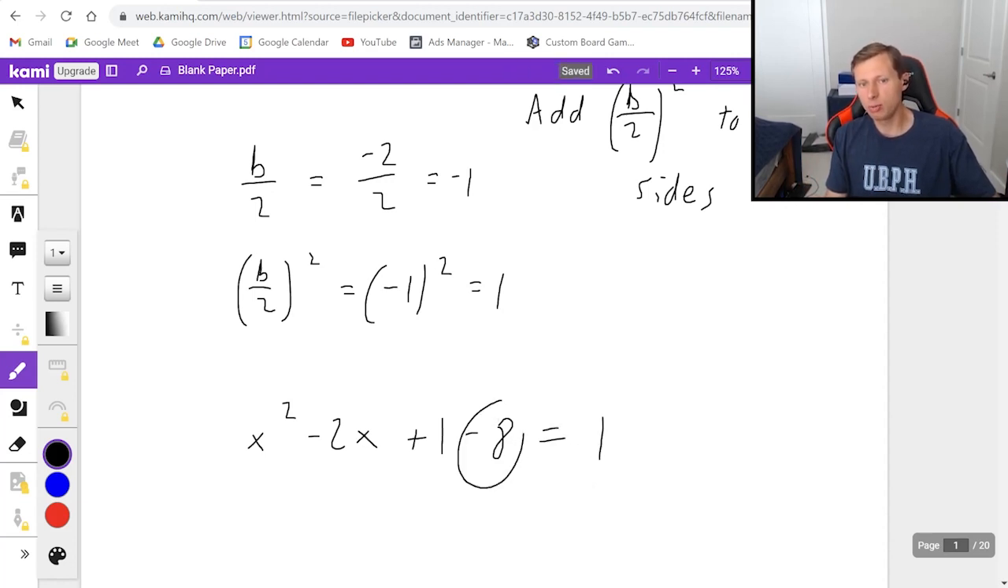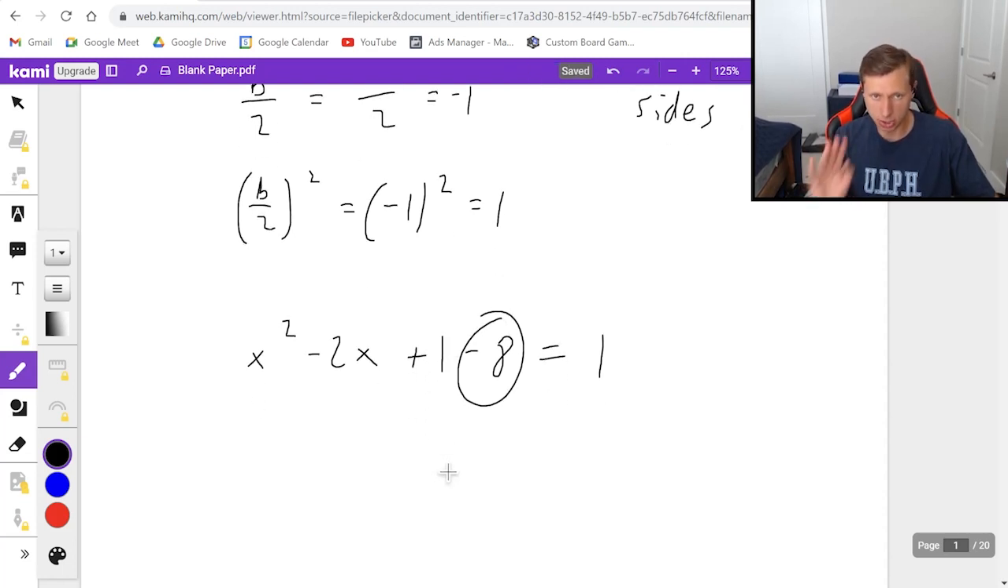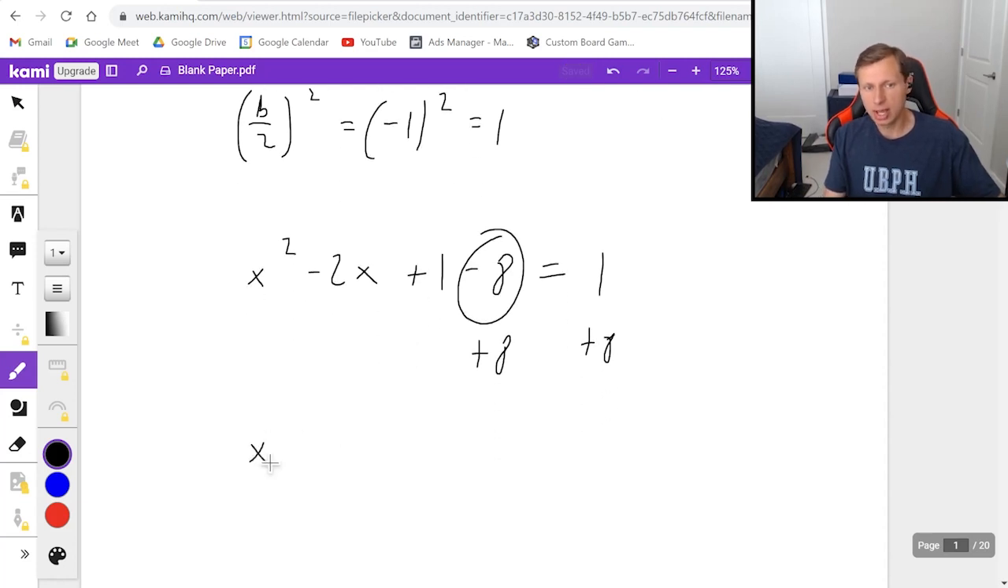Now honestly, we want to get rid of this minus 8 too. We only want the plus 1 for completing the square. So in other words, I'm going to add 8 to both sides. And now it looks like we have x squared minus 2x plus 1 equals 9. Now we're going to factor the left side.